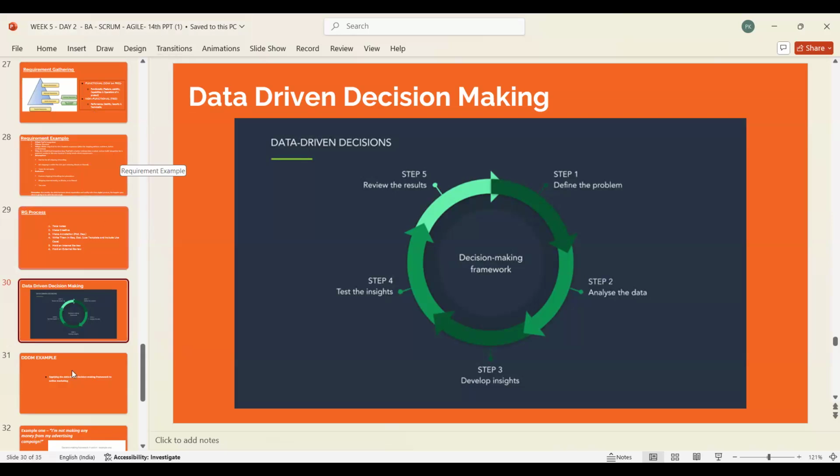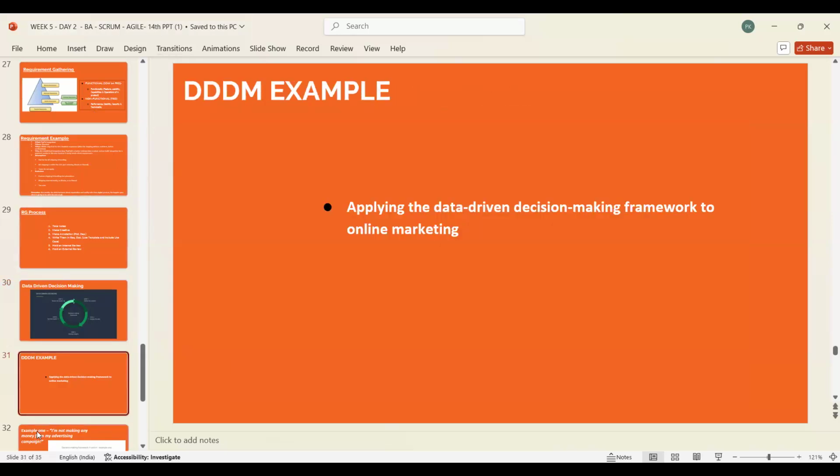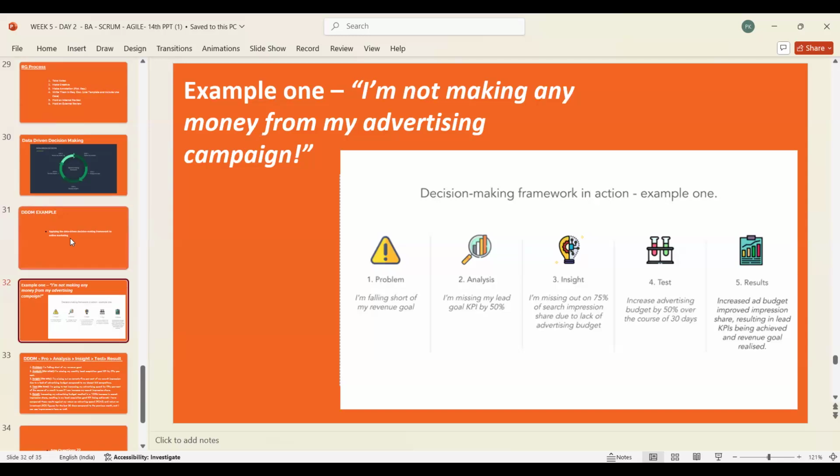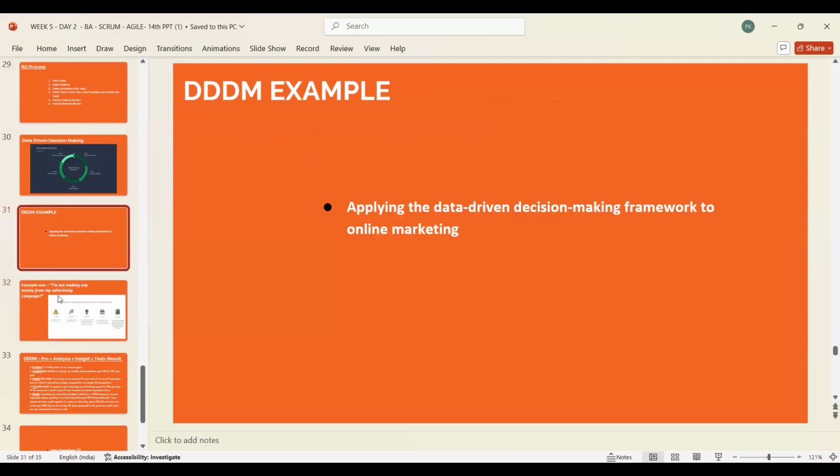Please remember this DDDM. And we will also be having an example of DDDM that I think Gaurav can elaborate. I've given a different example and explanation. You can take it with the one that we have. Okay. Over to you. Thank you.